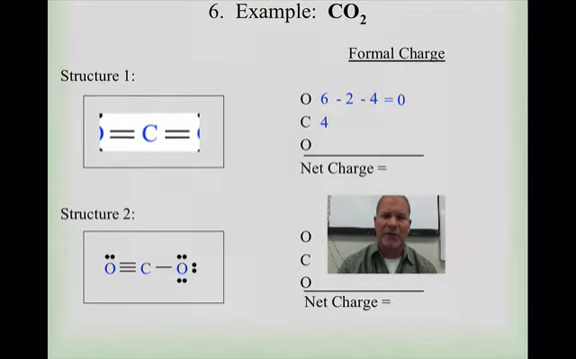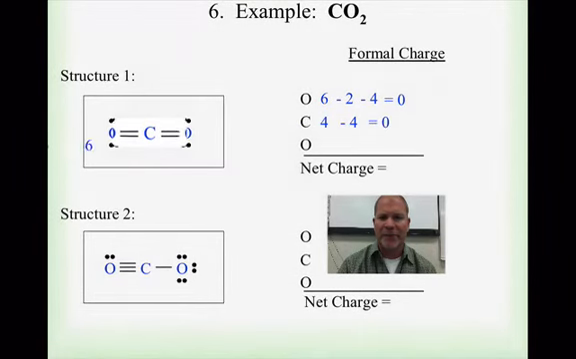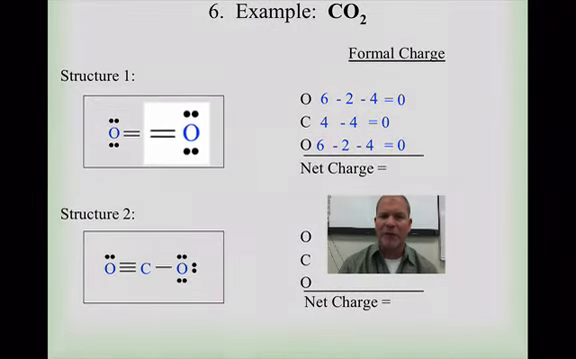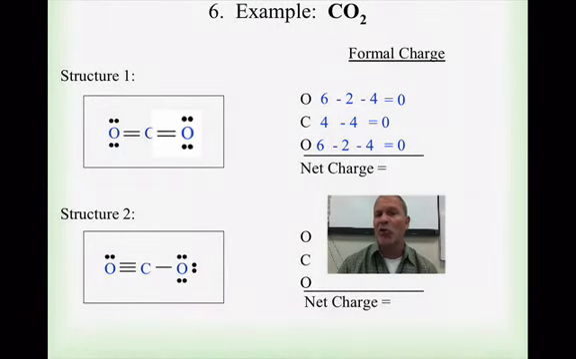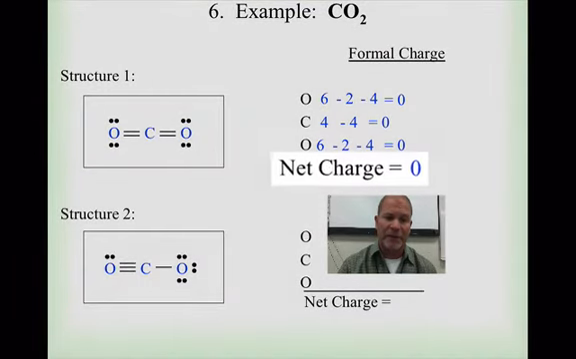Carbon in the middle, we know carbon's happy. It has 4 bonds. It has 4 valence electrons minus 4 bars, so it's 0. We already did the oxygens, and the one on the right is the same as the one on the left, so it also equals 0. There's no charge on my compound, carbon dioxide, so the net charge is 0, and we know we did things correctly.